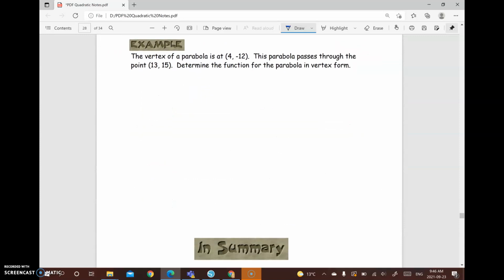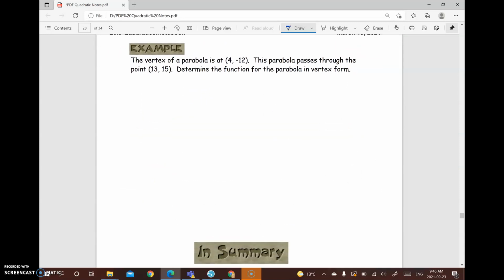The vertex of a parabola is at 4 and negative 12. This parabola passes through the point 13 and 15. Determine the function for the parabola in vertex form. So this one is not giving us a picture, but it's giving us all the information we need, a vertex and a point.